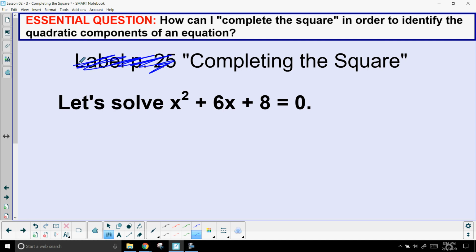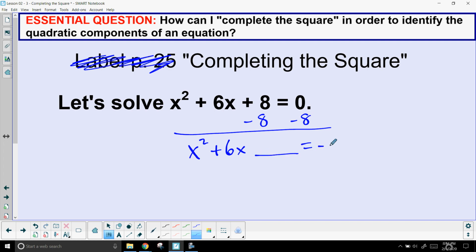Alright, so completing the square. We have x squared plus 6x plus 8. So, we need to make some space. I'm going to subtract the 8 and draw my line. x squared plus 6x. We need that blank there. Negative 8. See, those cancel. Just like we practiced before.